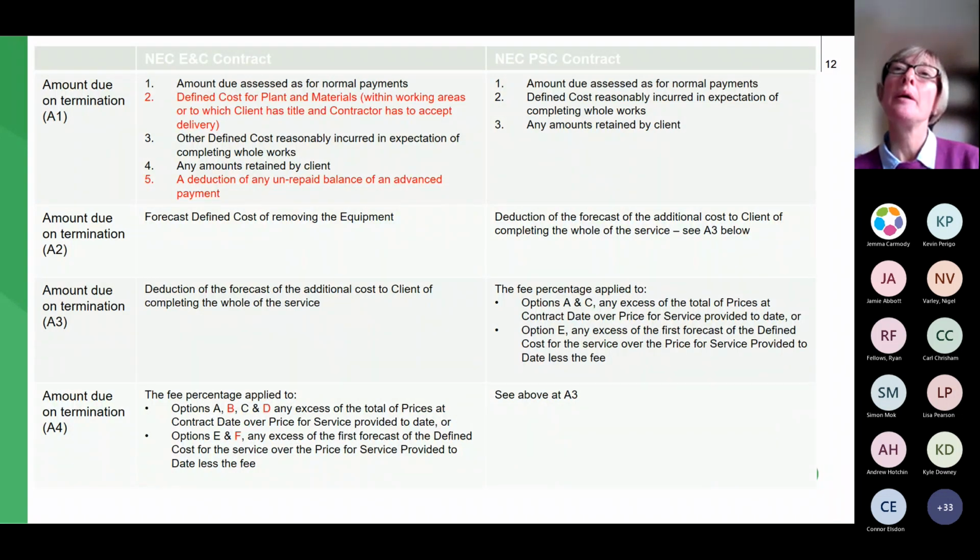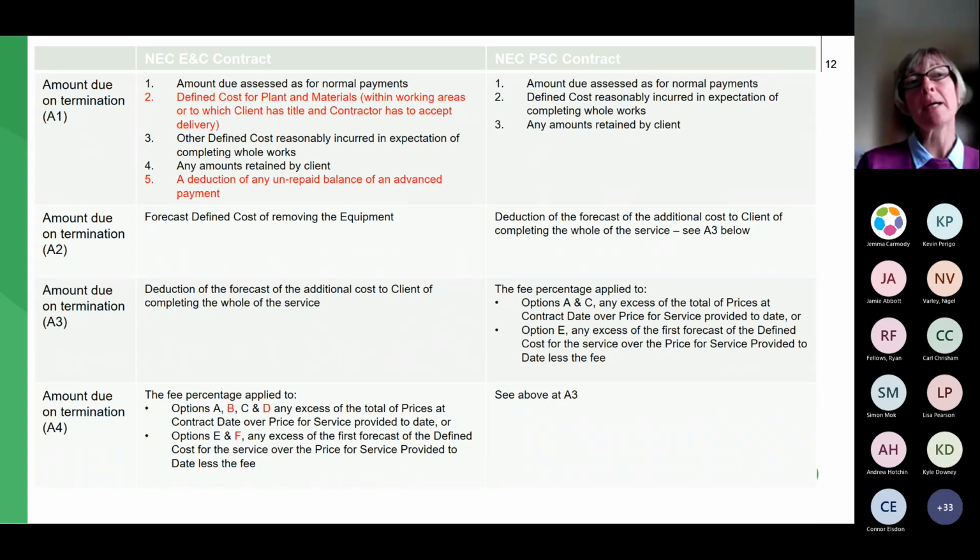And the same applies to the professional services contract, but it's at A2 above. So it's the one that says in the second line, far right hand side, deduction of the forecast of the additional cost to client of completing the whole of the service. So obviously that's important to contractors because if, for example, the consultant has caused the termination up the chain, then the contractor will want to recover that from the consultant. So again, in line A3, ignore that far right hand column.